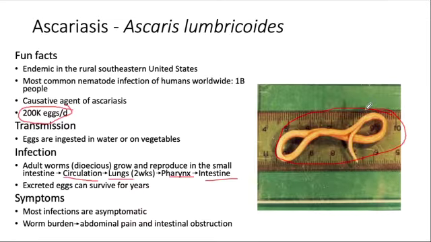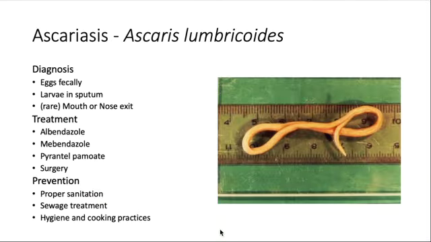Most people are asymptomatic, so you didn't see any symptoms in most people. However, for some individuals, there is a very heavy worm burden, and when there is a heavy worm burden, it results in abdominal pain, or it could cause intestinal obstruction. In those instances, the way to deal with them, once they're diagnosed, is to offer surgery when the burden is very heavy.